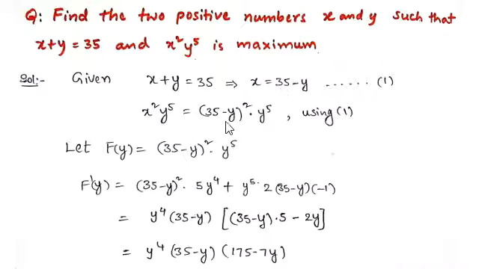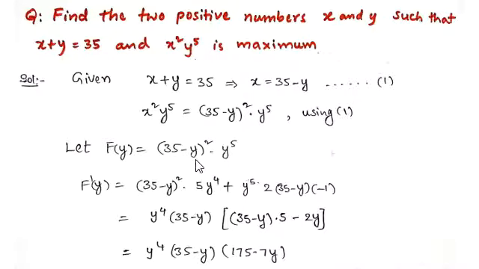For x we got 35 minus y from equation number 1, and square means square here, and y to the power of 5 we are writing. Let us take this 35 minus y whole square into y to the power of 5 as f of y. Here we are finding the first derivative of this function, that is f dash y, the derivative with respect to y. To find this we are using the UV formula.